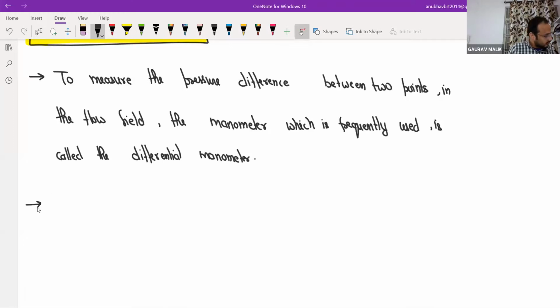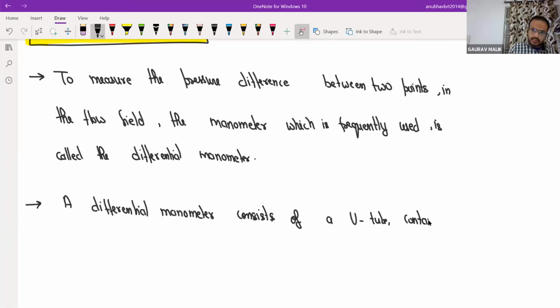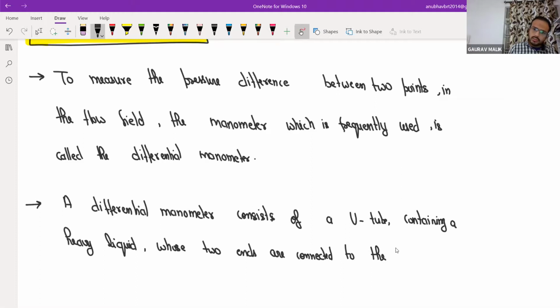Write down next point. A differential manometer consists of a U-tube containing a heavy liquid whose two ends are connected to the points whose difference of pressure is to be measured.